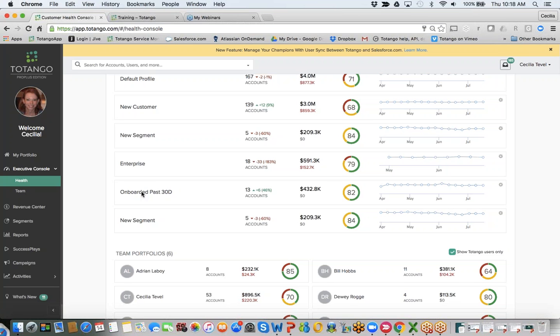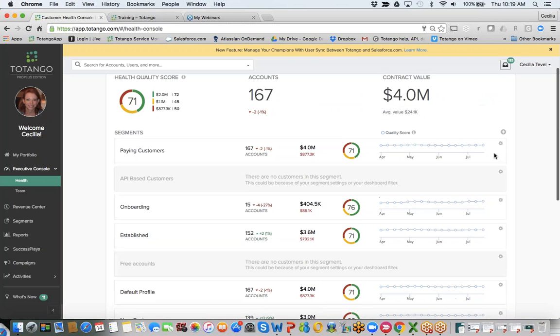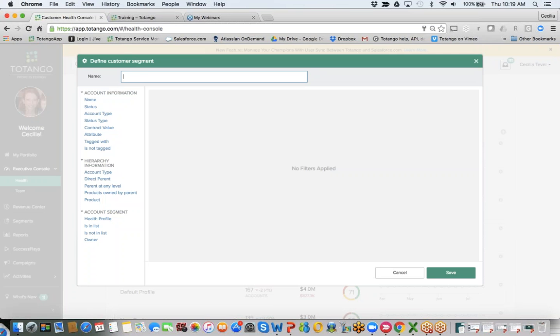But what I wanted to show you here is a segment that I created called Onboarded in the Past 30 Days. So I see how my customers in that particular segment are doing. I see their health. I also see how many accounts are in that group and what is the total revenue representation there. So for you guys, if you wanted to create something similar, you can simply click on this little plus sign. You can add a segment. You can give it a name. And if you already have a list or a segment that defines a particular criteria that you're looking for, you can do something like this. This is what I've done.